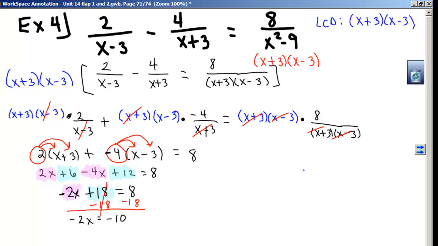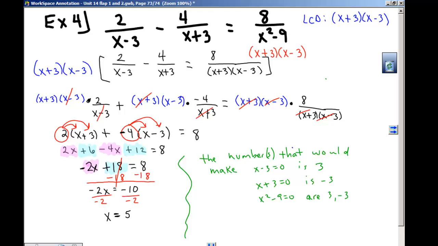Subtract 18 from both sides and divide by 2 to get x equals 5. The numbers that would make the denominator equal to 0 are 3 and negative 3. So 5 is our answer. This concludes flaps 1 and 2 in our foldable.